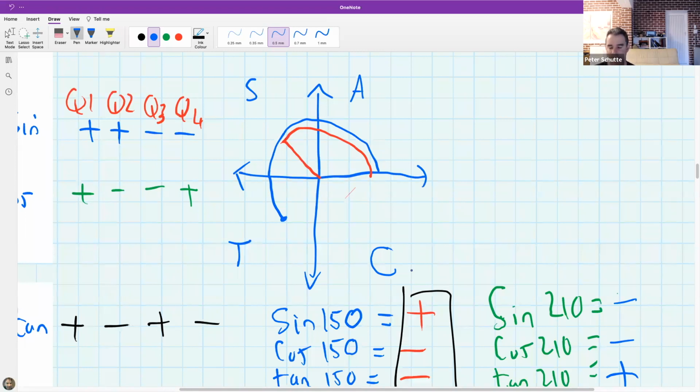Okay, everyone, we've done a lot today. We did special angles and special triangles. We did a bit of trig graphs, and now we've looked at a little bit of the reduction formula and the CAST diagram. And I think that's more than enough for one day.